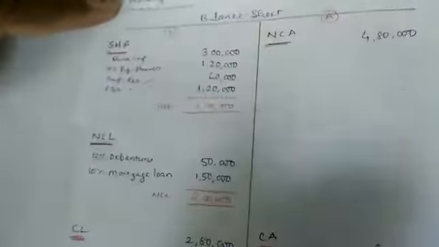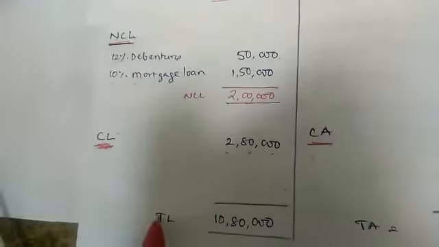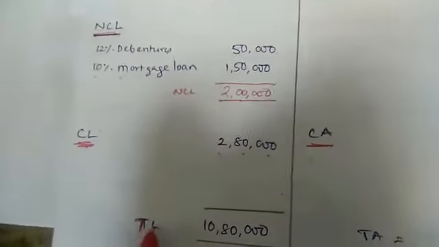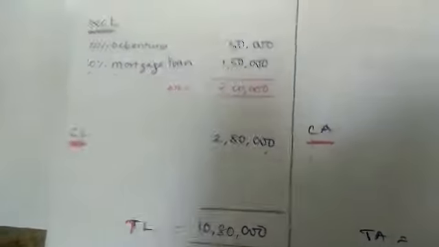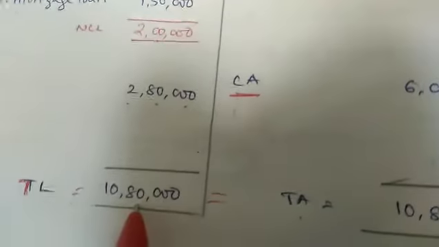So SHF, NCL and current liabilities, three informations are available. So total it, then you will get the total 10,80,000. This is called the total liabilities. So total liabilities is equal to total assets. So if it is 10,80,000, this also is 10,80,000.